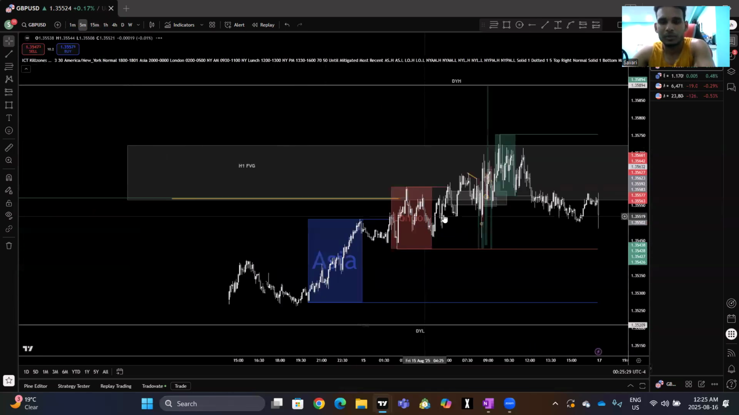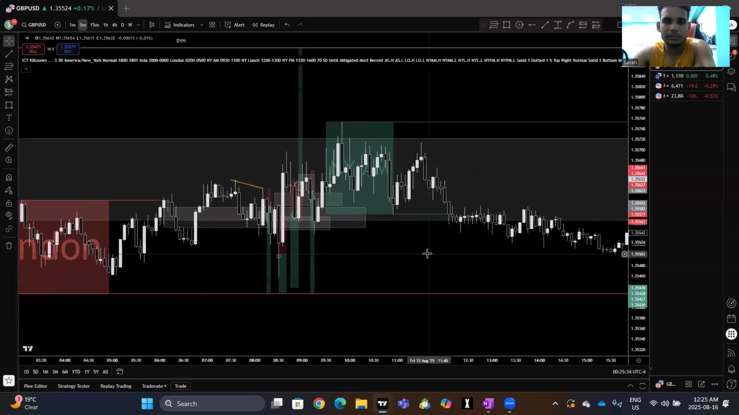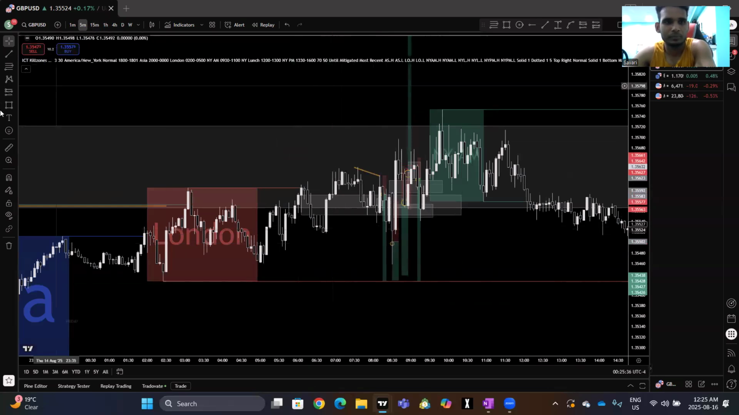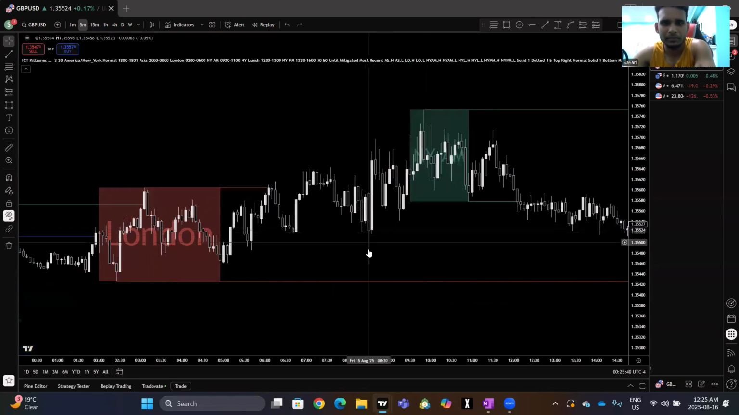That was the 15 minutes time frame, this is the 5 minutes time frame. And you can clearly see in the 5 minutes time frame what happened here. This is the data candle. Step 1, 2, 3 liquidity.